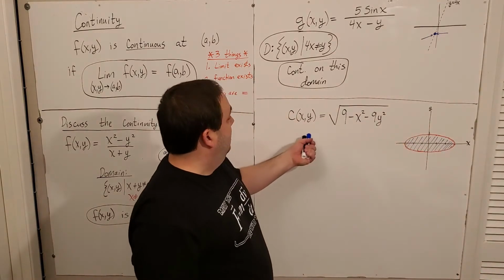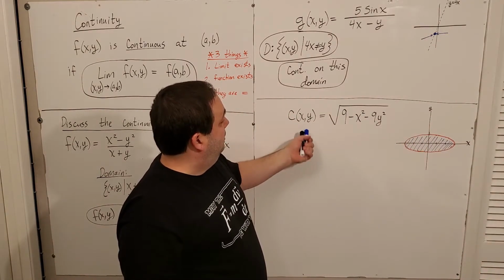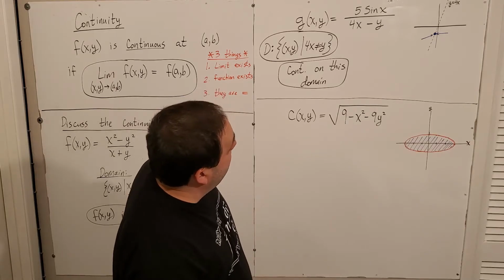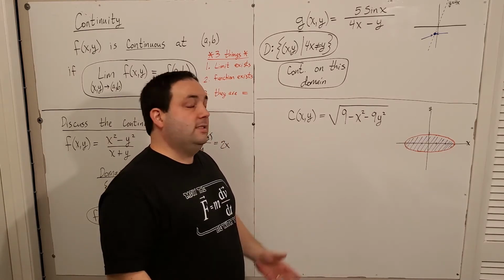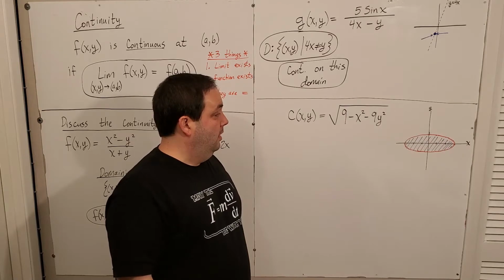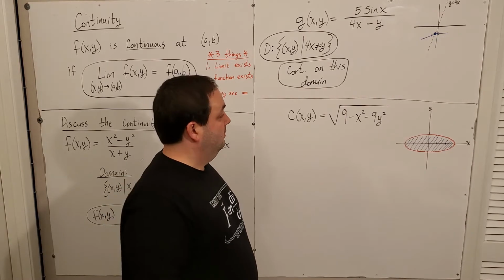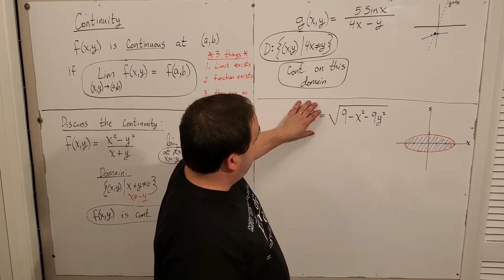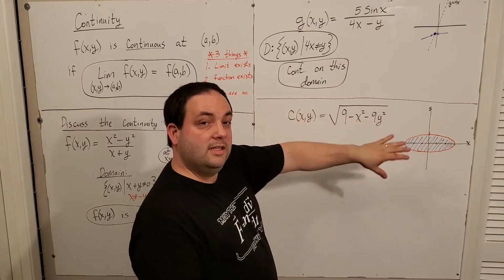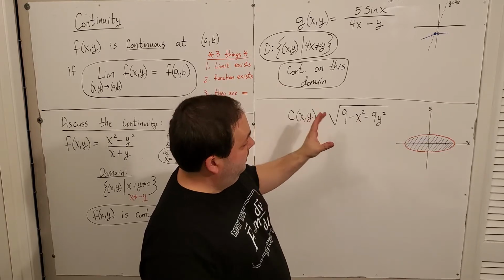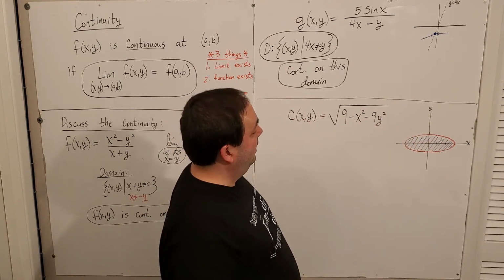Okay, discuss the continuity of the square root of 9 minus x squared minus 9y squared. Well, that's just the top half of an ellipsoid, right? If I put z here and then square both sides and then move everything over, it would be an ellipsoid, okay?